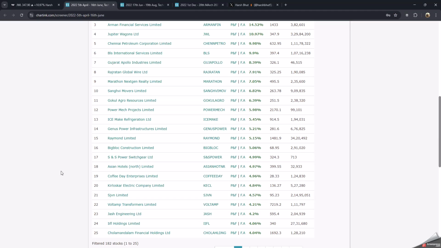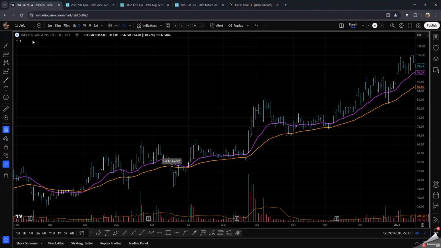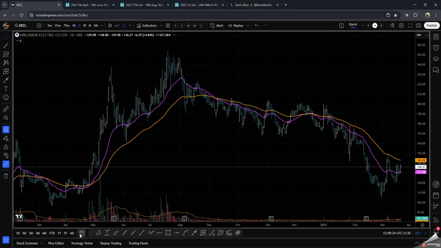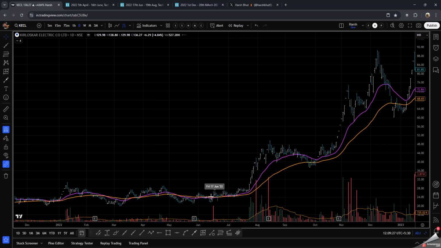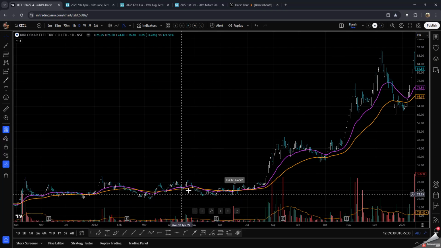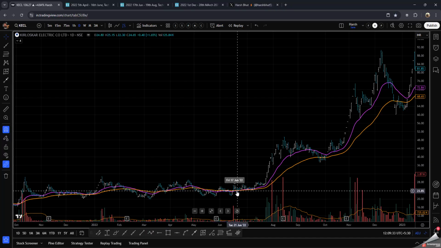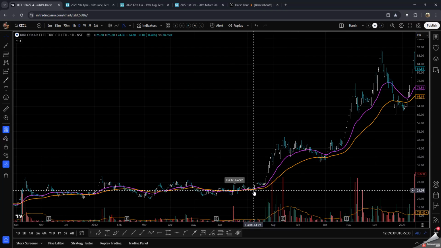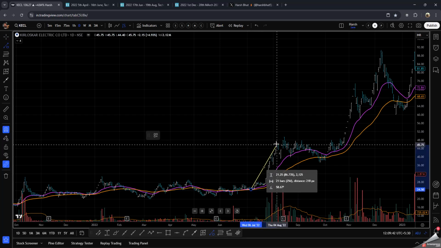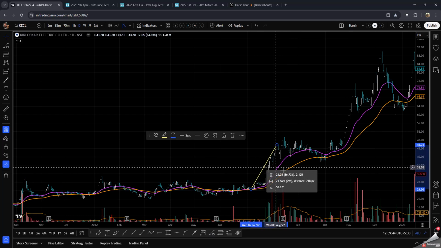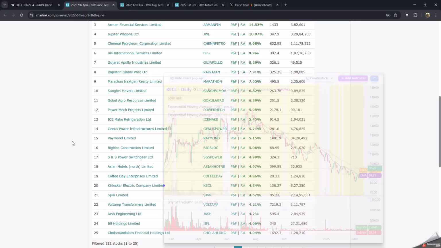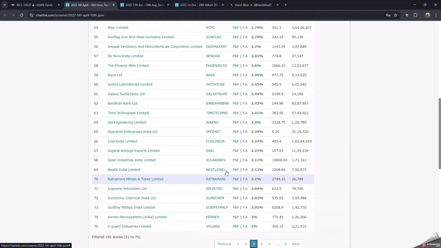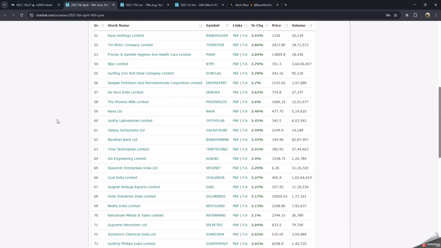Now take another example, like KECL. Here, 17 June, the stock was consolidating from 5 April to 17 June, and then once the market recovered, the stock gave a very strong return, more than 50%, even 86% return in just 1 month. So here you can see you get a total of 182 entries. Now let's see another example, Deepak Fertilizer.